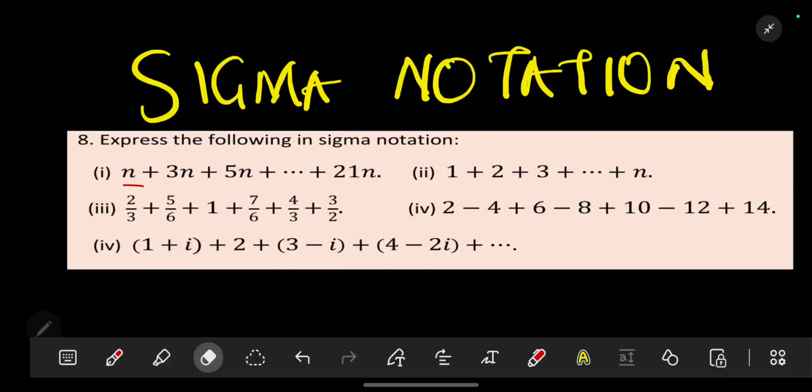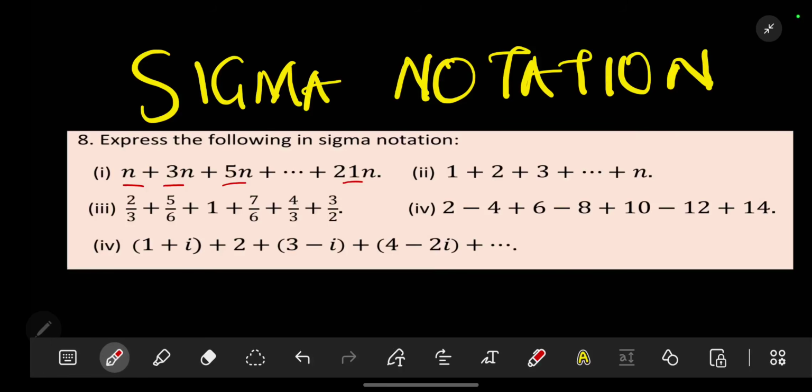So here today we are going to be looking at sigma notation. Expressing in terms of sigma notation, we need to look: is it an AP or is it a GP? If it is an AP, that simply means we are going to use the formula for an AP. If it is a GP, use the formula for a GP. Then some you are just going to be analyzing.